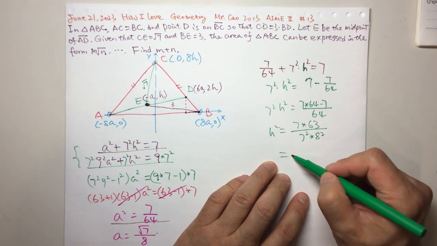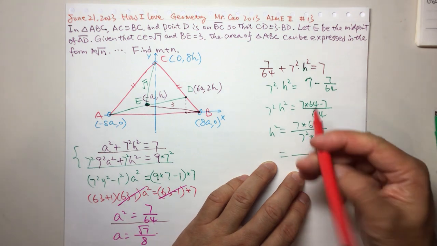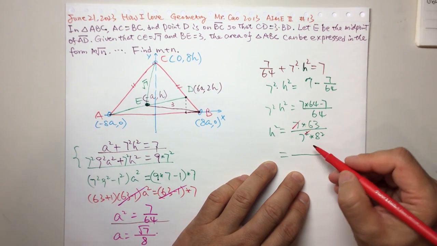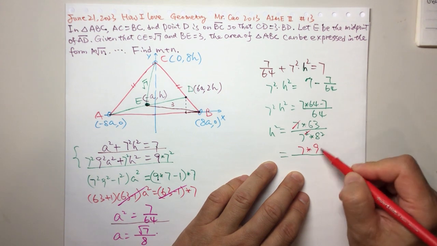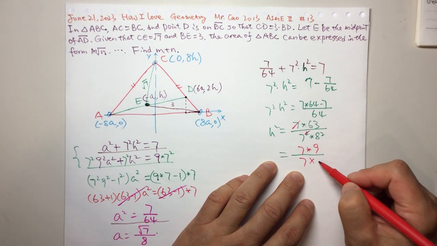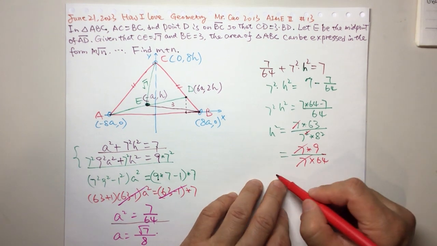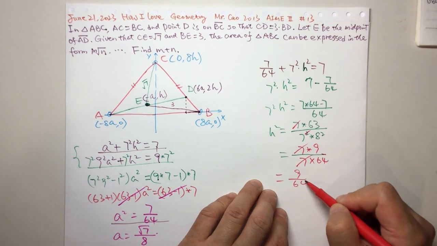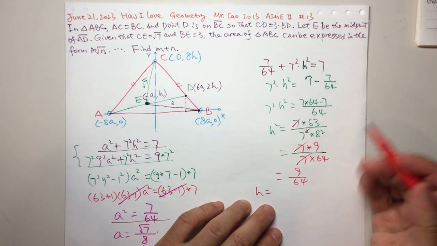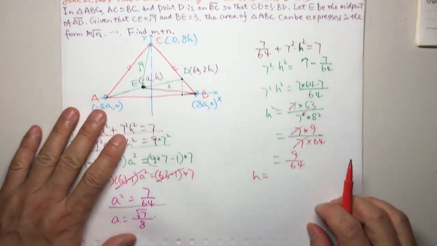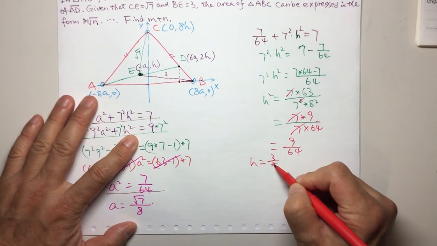So we can just cancel one 7. And 63 is 7 times 9. Here is 7 times 64. Then 7 over 7, so we got 9 over 64. So we got h equals, we don't need negative 1. So we got which one? 3 over 8, right?